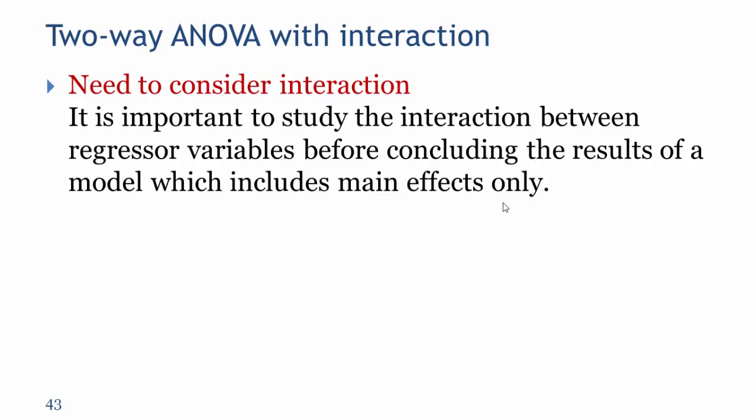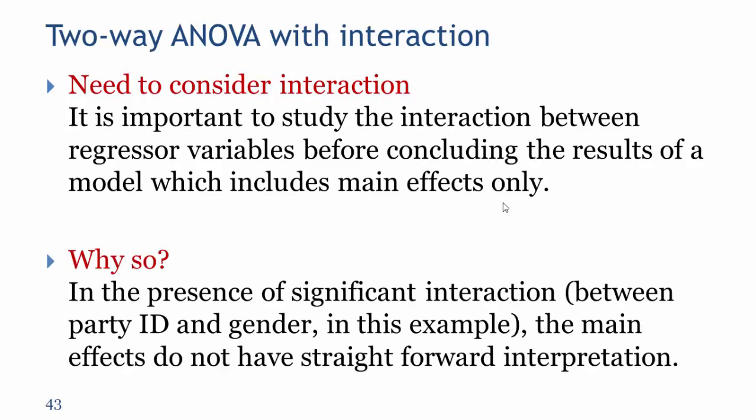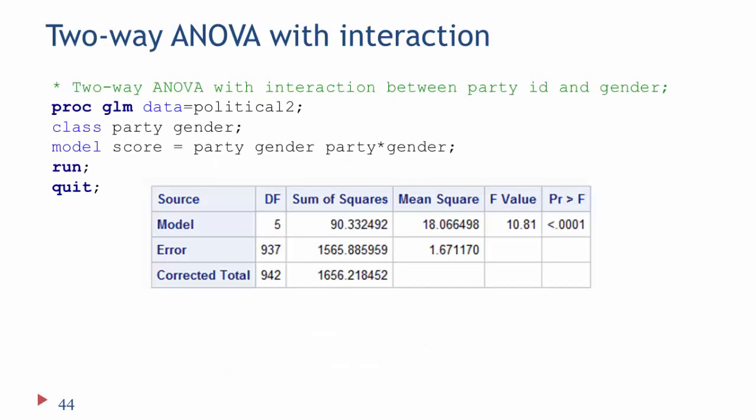The reason is, if there is a significant interaction, then the main effects do not have straightforward interpretation, because the predictors are interacting with each other, so it will mask the individual contribution of each of the predictors on the scores, on the outcome variable. Okay, so we need to take the interaction into consideration. All you need is to rewrite your model statement. You keep the party and gender and you add this interaction effect by multiplying party and gender.